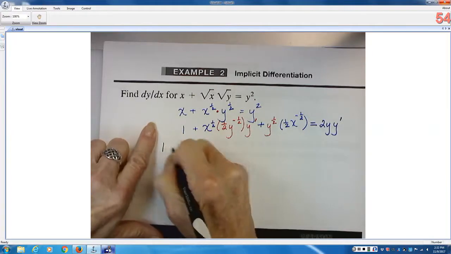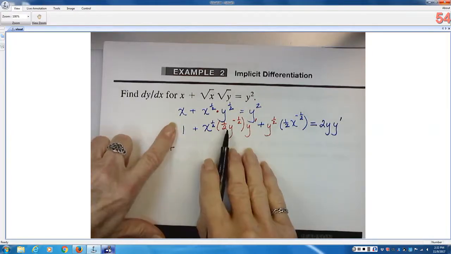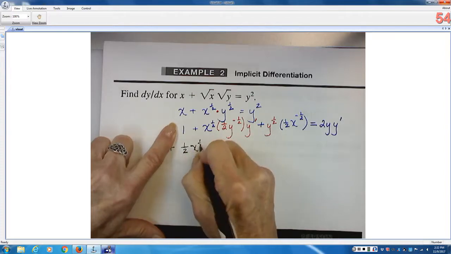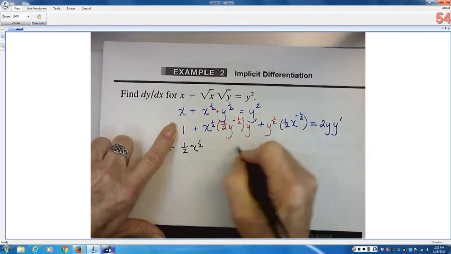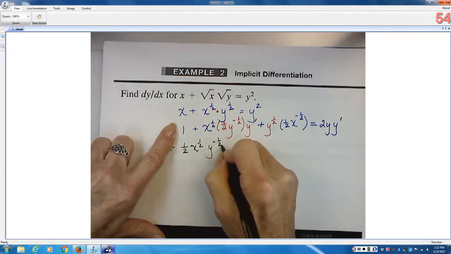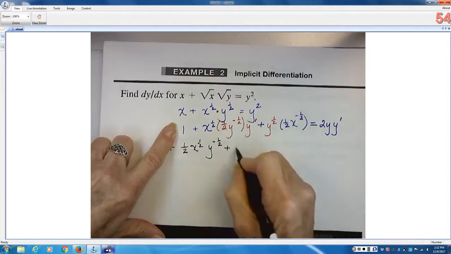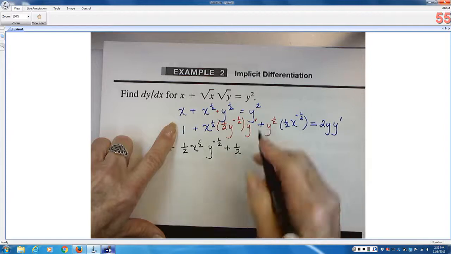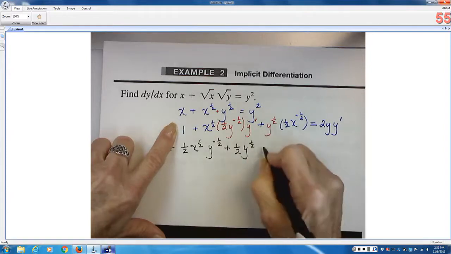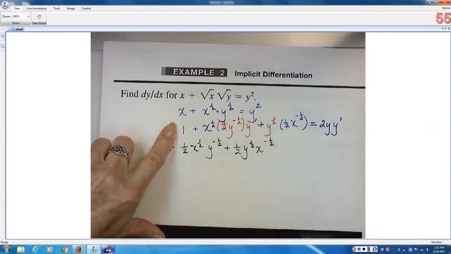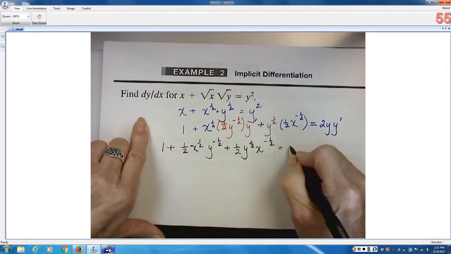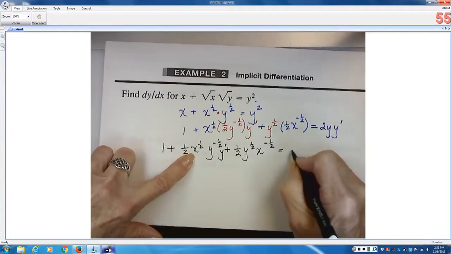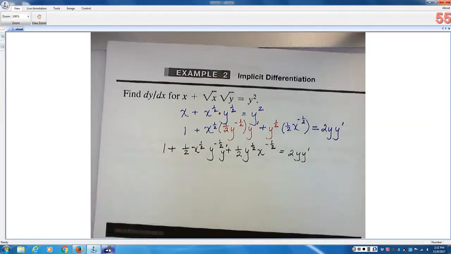So now what we've got is 1 plus 1/2 times x to the 1/2 power, y to the negative 1/2 power, plus 1/2 times y to the 1/2 power times x to the negative 1/2 power is equal to, see, I left out a y prime here, is equal to 2y prime.